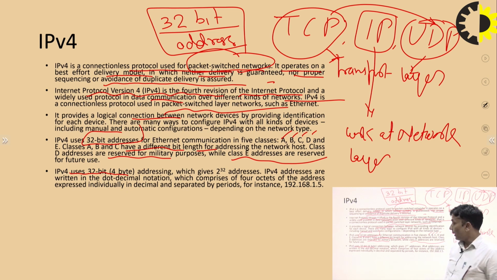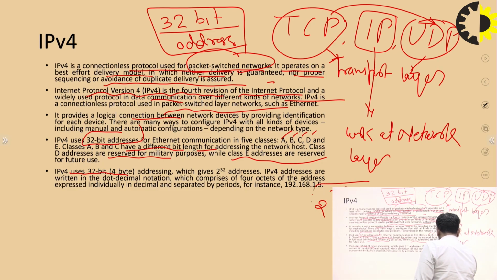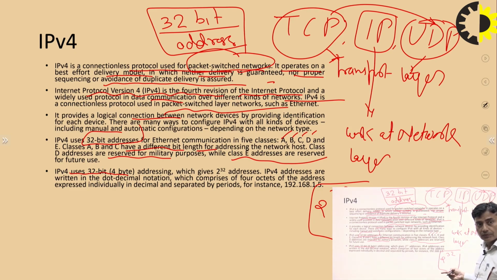IPv4 uses a 32-bit address, which is 4 bytes. That means how many addresses does it provide? 2 to the power 32. This is the combination: that many different numbers can be generated and assigned to different devices. So this is the maximum number of addresses generated by IPv4, 2 to the power 32.